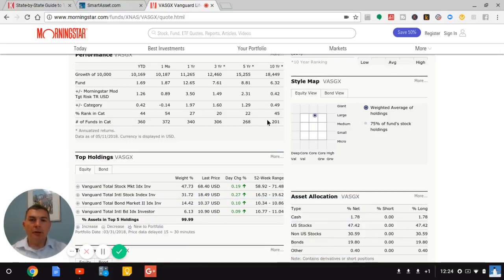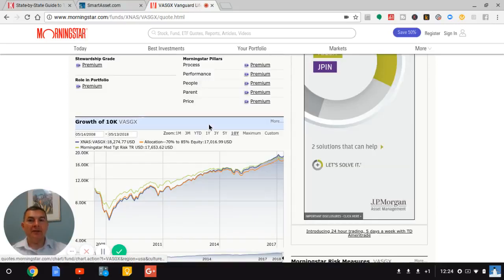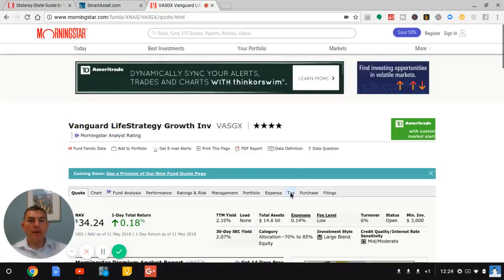So look, here's our 10-year return. Remember that I said percent ranking category, 45%. Now that's only 6.32 because we're only using 10-year. But 45%, someone says, oh, that's not that good. You know, that's in the top half, that's good, but I'd rather be in the top quarter. Well, that's all pre-tax. So let's go back to the tax up here.